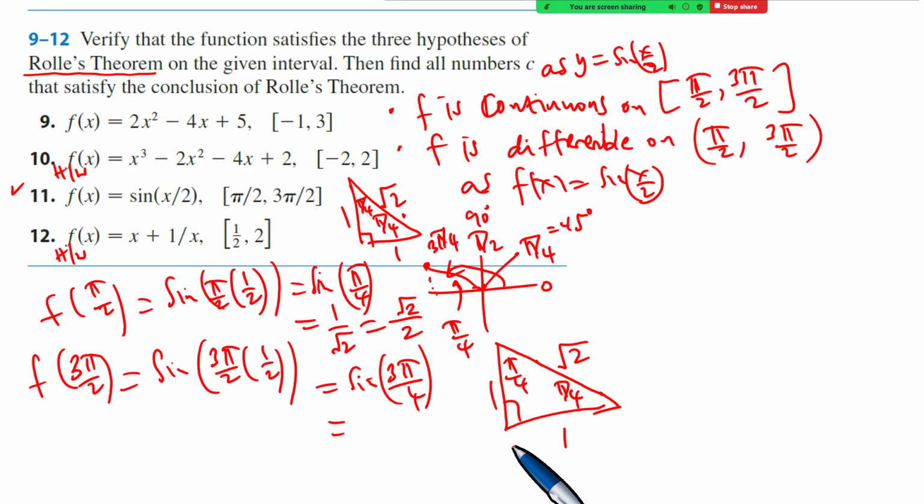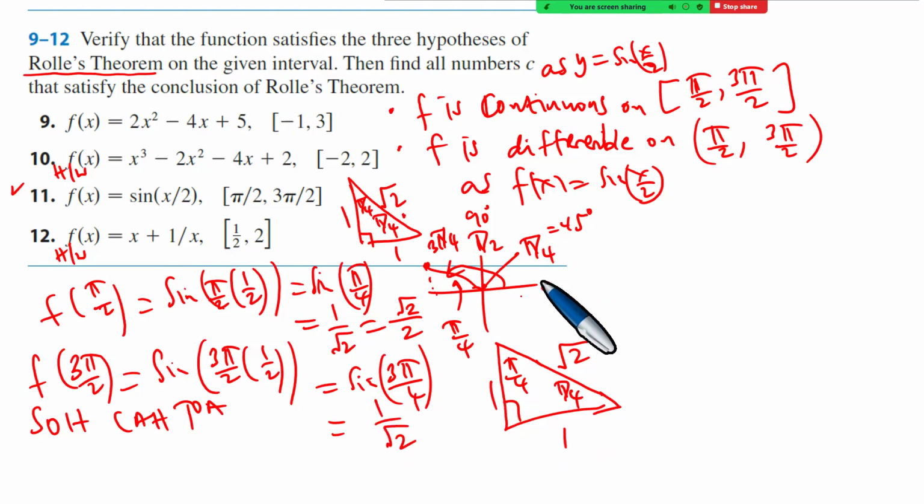And with that in mind, we're excited because we can use our old friend from school, SOHCAHTOA. The sine is opposite over hypotenuse. Opposite pi over 4 is 1, hypotenuse is the square root of 2, so it's exactly this. Now we're covering this theorem here so that you can understand it.